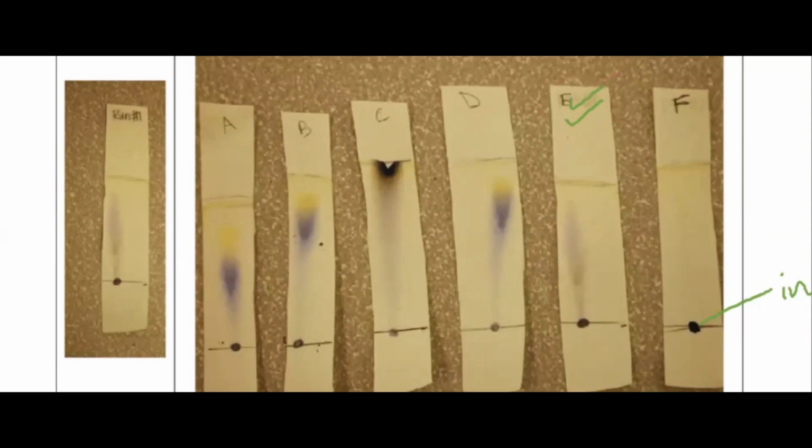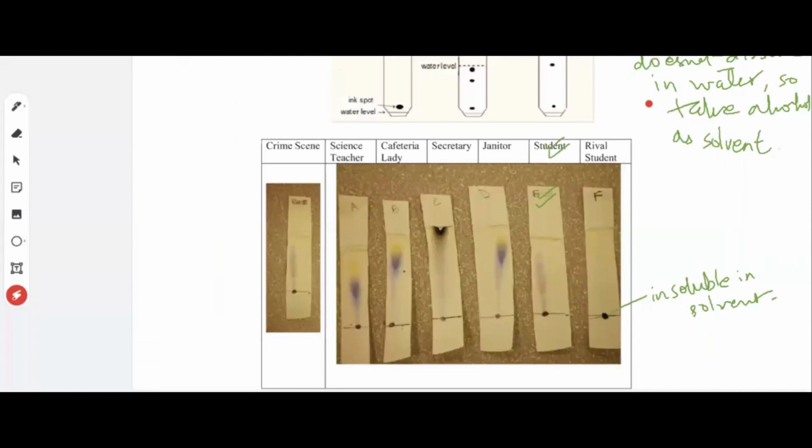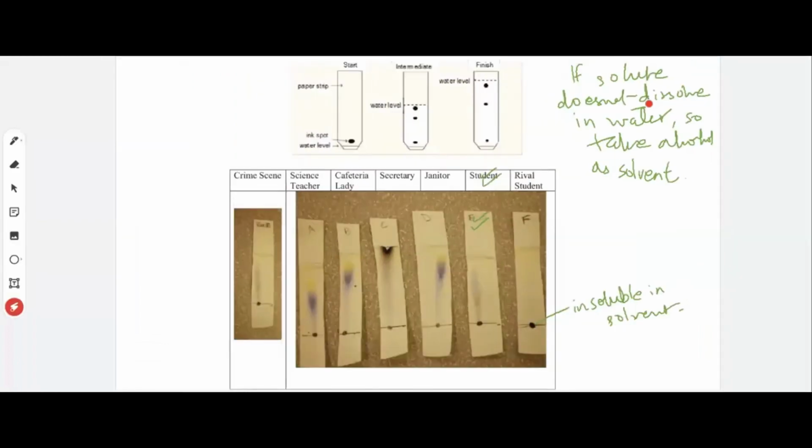But now if you look over here, you see this person, we got no solute over here. Why is that? Because he used the ink which is insoluble in the solvent. So it won't move up at all. Just imagine what if his ink with alcohol would look like this.